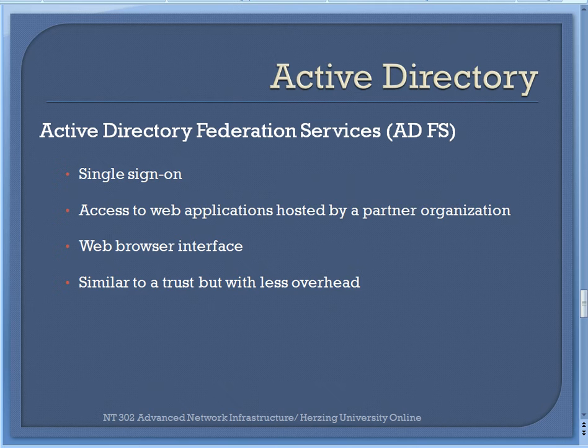So you may be thinking, why not just set up a forest trust? Well, a Federation trust involves fewer resources and less access to the partner organization. When a forest trust is set up, communication between domain controllers in each forest must be set up. This introduces additional security risks as compared to using a Federation trust. As you can see, there are many scenarios in which Active Directory Federation Services is the better option.